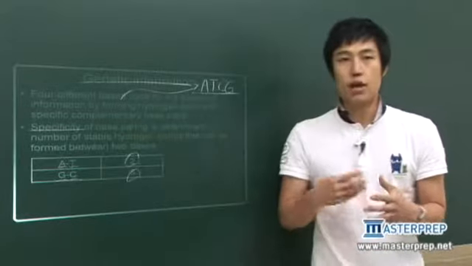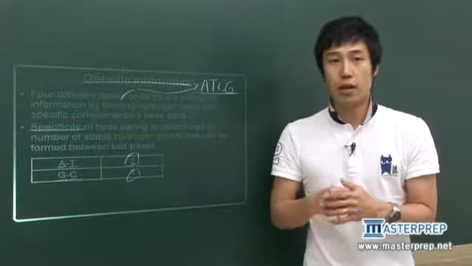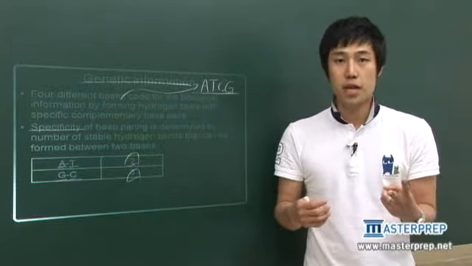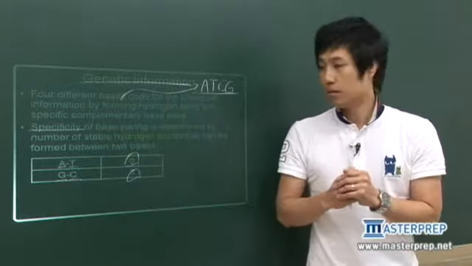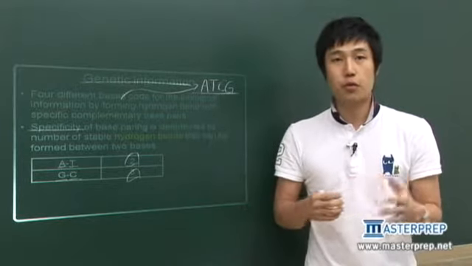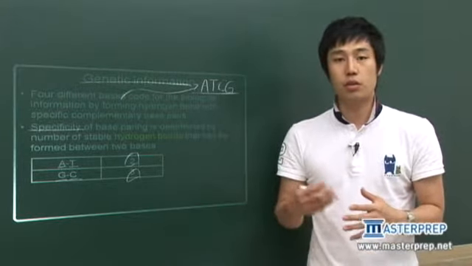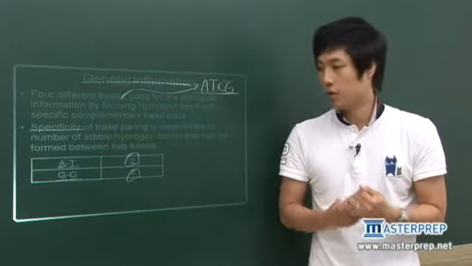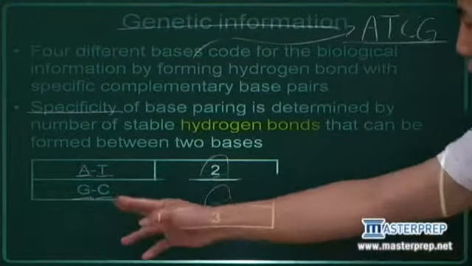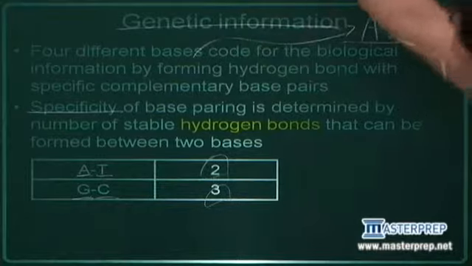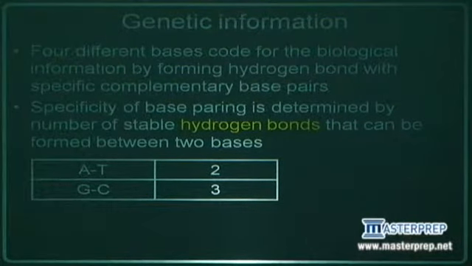So if A is trying to make a hydrogen bond with C, they're going to make only 1 or 2 hydrogen bonds, which is much more unstable than when it pairs up with T. Or if G is trying to pair up with T, it might be able to make only 1 or 2 hydrogen bonds, so that's also unstable. So A always pairs up with T, and G always pairs up with C. Like this, A and T have 2 hydrogen bonds, C and G have 3 hydrogen bonds.